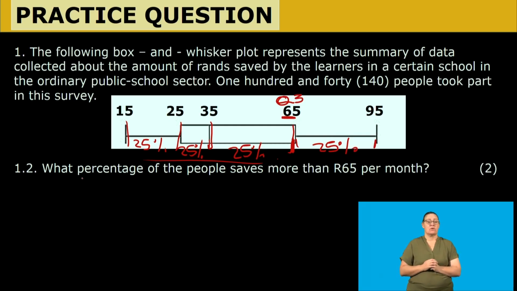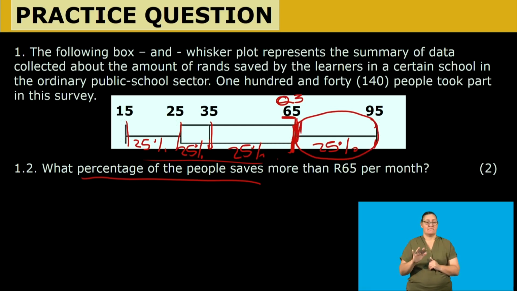So what percentage of the people saves more than 65 rand? So more than 65 rand, it is this section here. This section here is more than 65. So what percentage is it? It is 25%. So the answer there would be 25%.